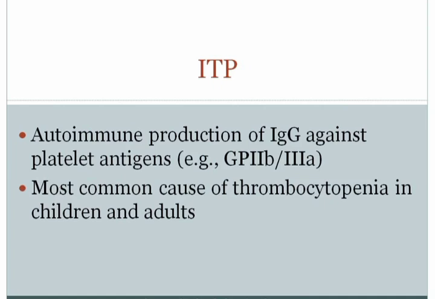The first of the disorders that we want to discuss is called ITP. This is an autoimmune production of IgG against platelet antigens. For example, one of the antigens on platelets is GP2B3A. Remember, GP2B3A is the receptor that's used for cross-linking of the platelets via fibrinogen. Remember that story we talked about a little bit earlier. Now, the point here, however, is that the patients get IgG against platelet antigens. This is the most common cause of thrombocytopenia, low platelets in the blood, in both children and adults, so it's very important to be aware of it.